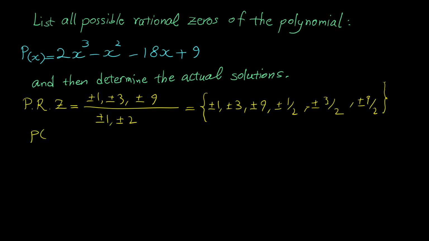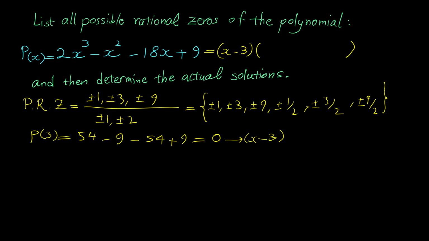Let's see what is p of 3. 2 times 3 to the 3 would be 27 times 2, 54. 3 to the 2 is 9. Minus 18 times 3 is minus 54, plus 9. It is 0. Yes, it is 0. Now we know that x minus 3 is a factor for this polynomial, which means that this can be written as x minus 3 times another polynomial, a quadratic polynomial.